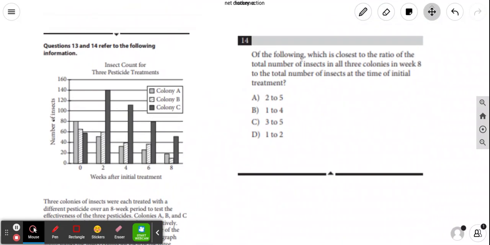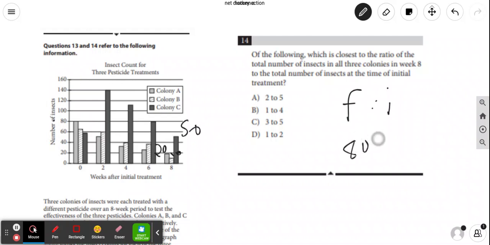Of the following, which is close to the ratio of the total number of insects in all 3 colonies in week 8 to the total number of insects at the time of the initial treatments? It should be final to initial. That's your ratio. So for the total number, it's around 50 here, around 20 here, and around 10. No need to be exact. You should be exact, but it's not exactly 20, it's not exactly 10, but we'll call it that.